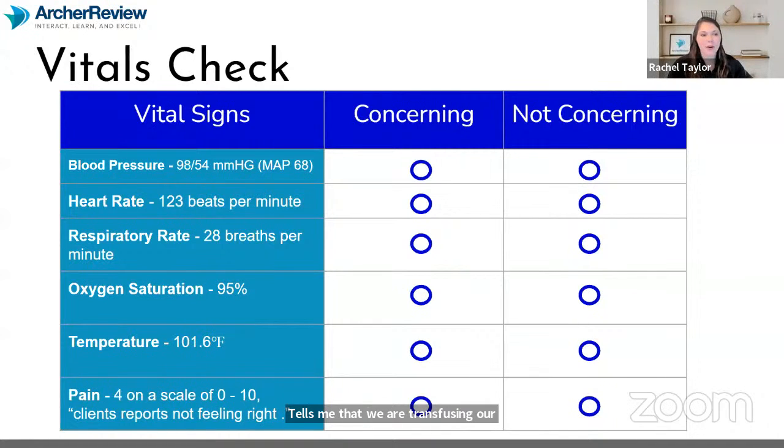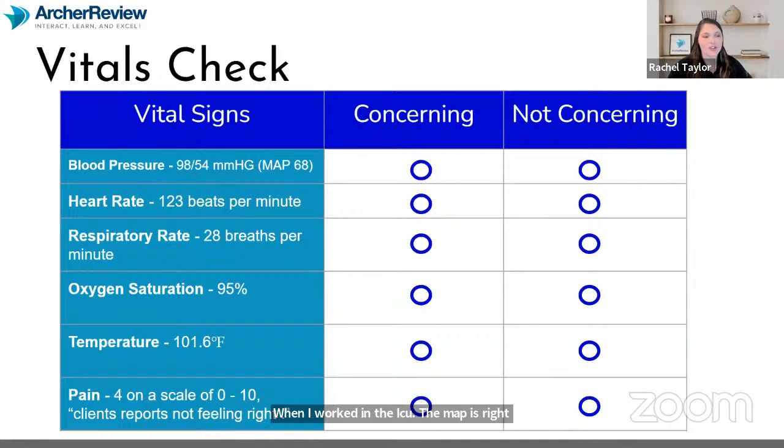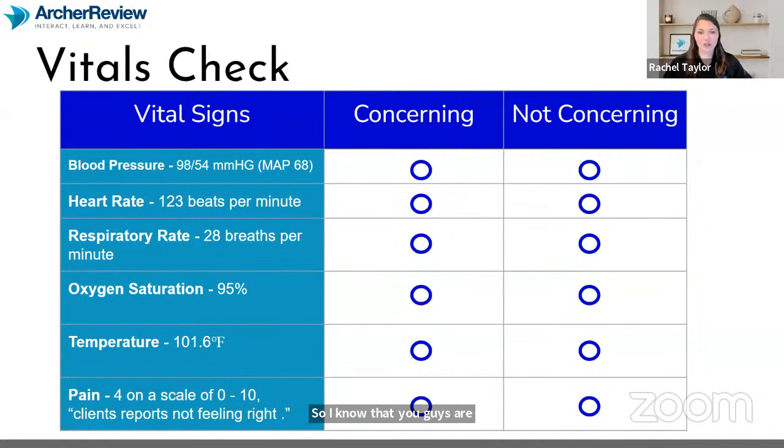They'll give you the MAP. When I've worked in the ICU, the MAP is right there. A lot of test questions, you're going to be able to see the MAP. Okay. So I know that you guys are like, what? That diastolic is low. Why is Rachel not jumping up and down? Because the MAP's okay. If the MAP was less than 65, then I would agree with you. We need to take intervention right now. Now, am I watching it? Am I taking blood pressures probably every 30 minutes? Probably. But right now, our organs are perfusing, and that's what's important.